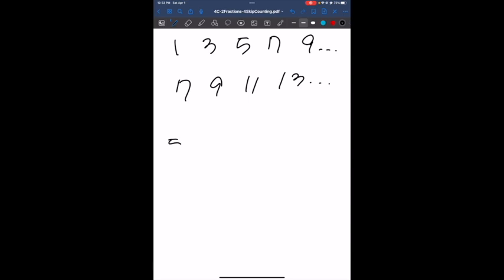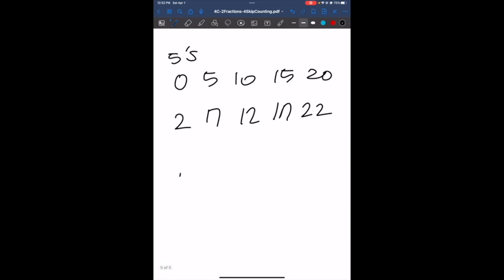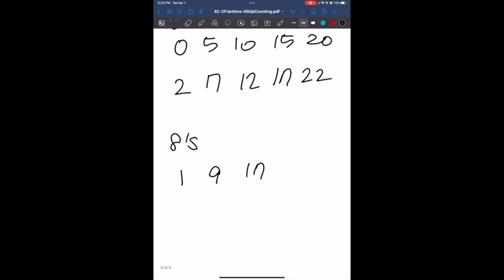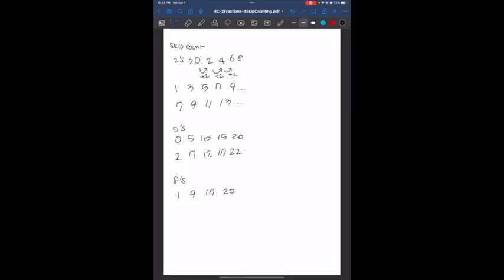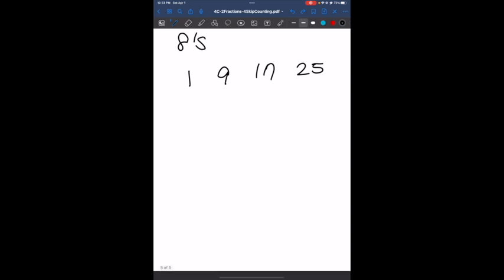Now, if we skip count by fives and start with zero, it's going to be 0, 5, 10, 15, 20. If we start at two, it's going to be 2, 7, add 5, so 12, 17, 22, and so on. If we skip count by eights and we start at one, it's going to be 1, 9, 17, 25, and so on. Now, these are when we're skip counting by whole numbers, but now we're going to skip count by fractions.